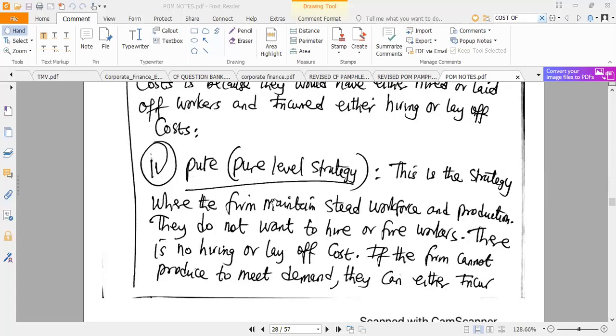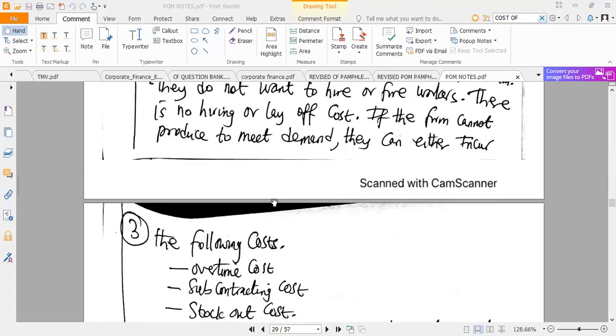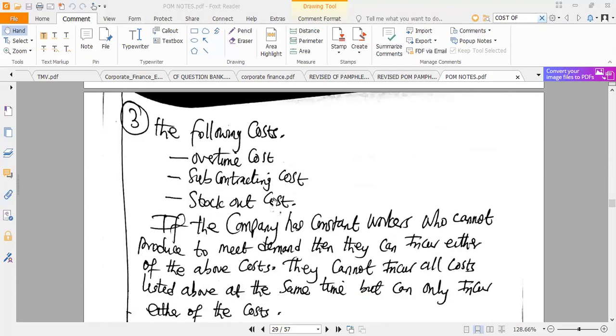They do not want to hire or fire workers. There is no hiring or layoff cost. In this case, we are talking about the maintenance of workforce and production. So there's no hiring, and if you have 20 workers, that's all. So if the firm cannot produce to meet demand, they can incur either of the following costs.